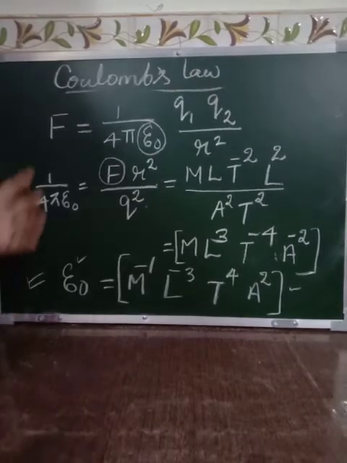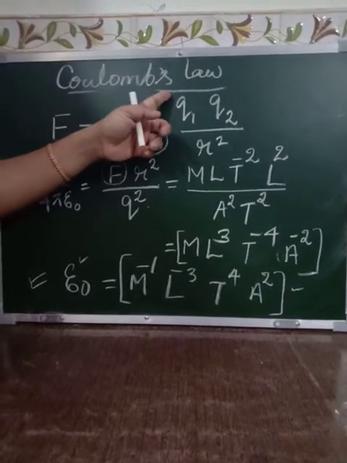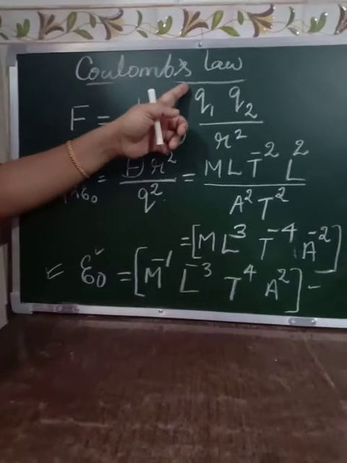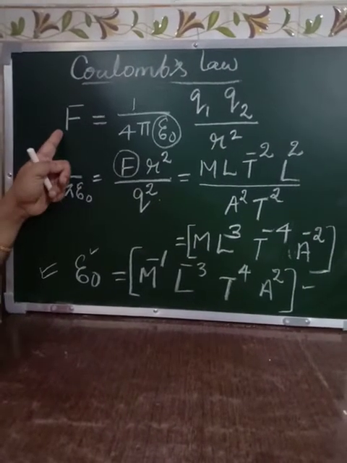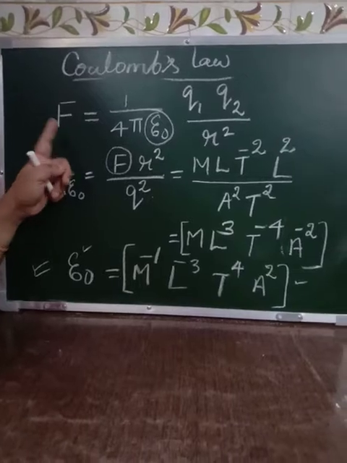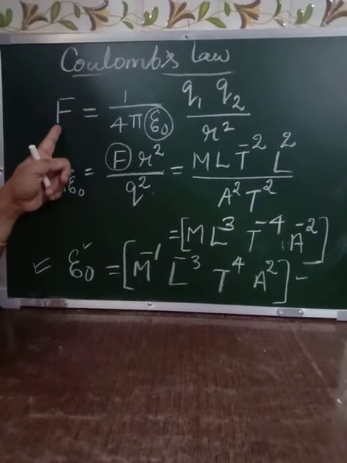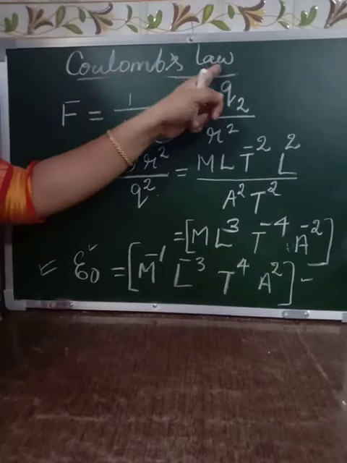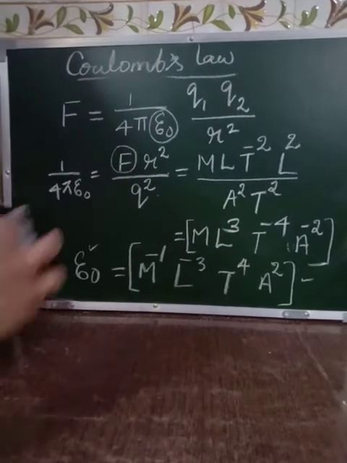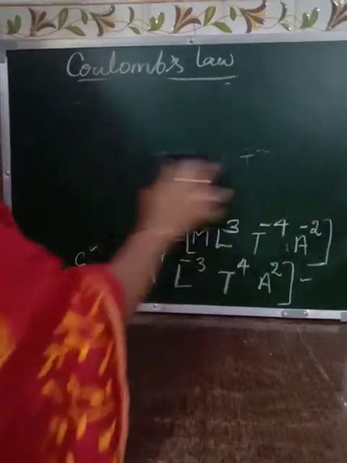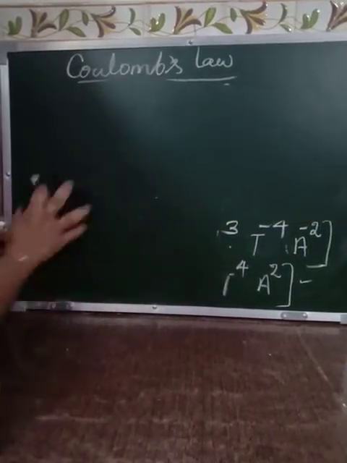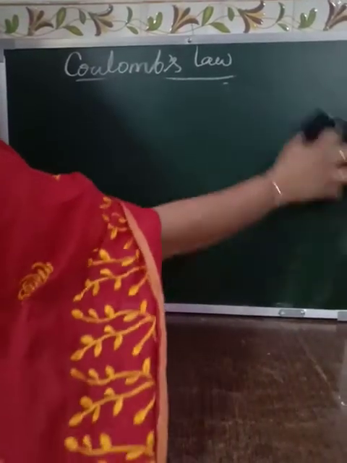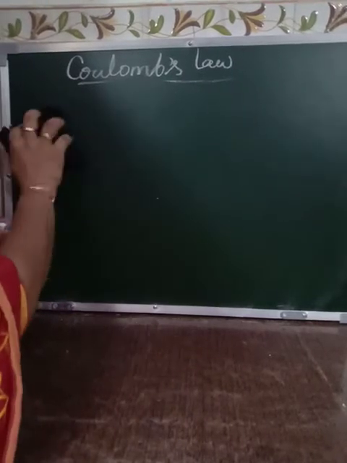Now we can express this Coulomb's law. We know that according to Coulomb's law, we are getting the value of force, an equation for force. We know that force is a vector quantity. So we can express this Coulomb's law in vector form also. Coulomb's law in vector form.